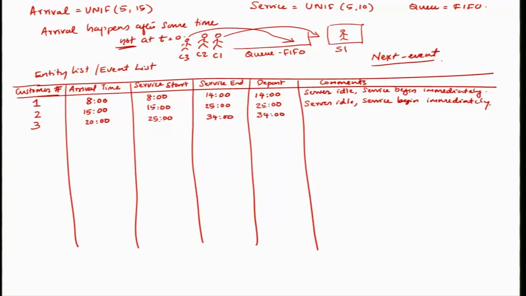And then for this arrival that happened at 20, you also have to schedule the next arrival, which is the fourth entity. Let us say we randomly sample a time of 6.